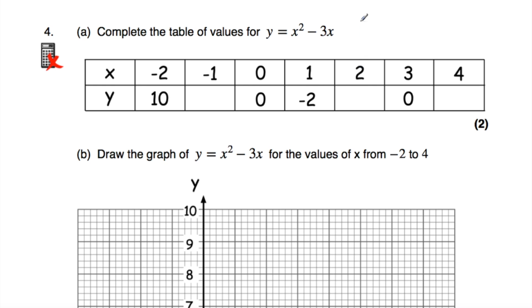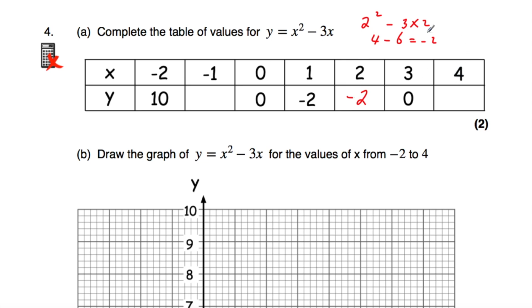So if x is equal to 2, we would do 2 squared subtract 3 times 2. 2 squared is equal to 4, and then we're going to take away 3 times 2, which is 6. If we do 4, take away 6, that's equal to negative 2. So that'll be negative 2. So that's that point, 2, negative 2.